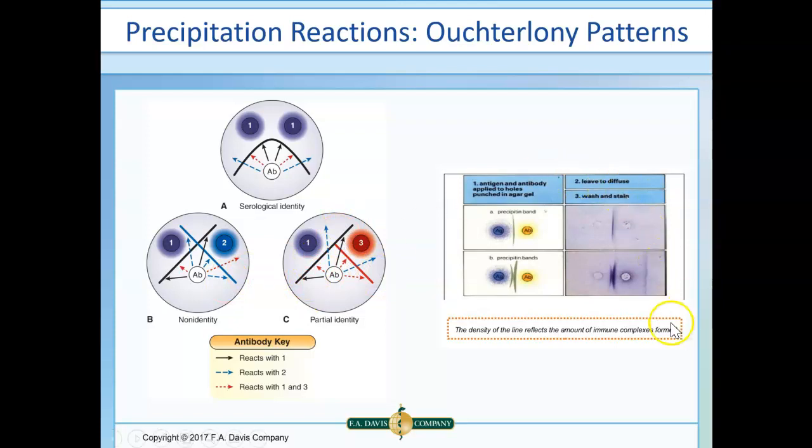Another important thing down here that you see, the density of the line reflects the amount of immune complexes formed. So you can see this one down here, how dense that is. There's a lot of immune complexes inside that dense line.